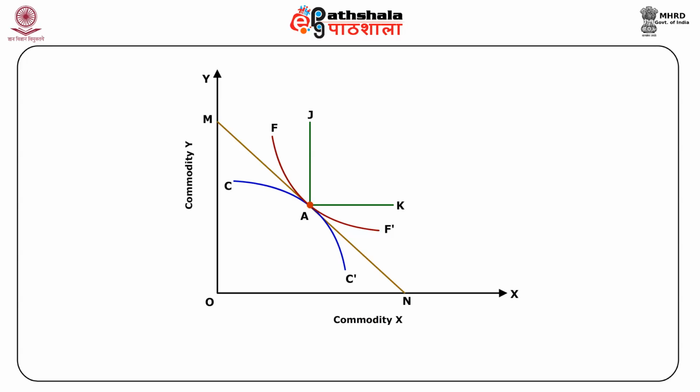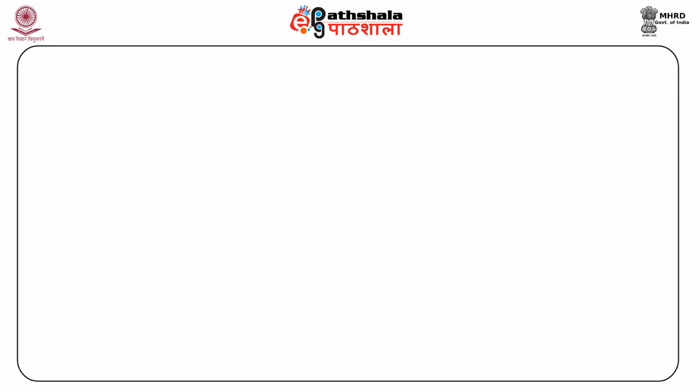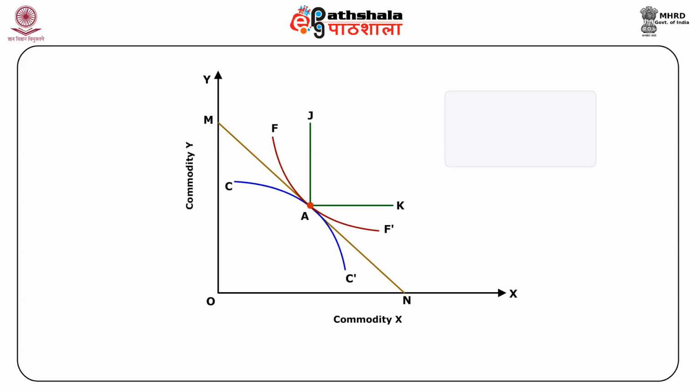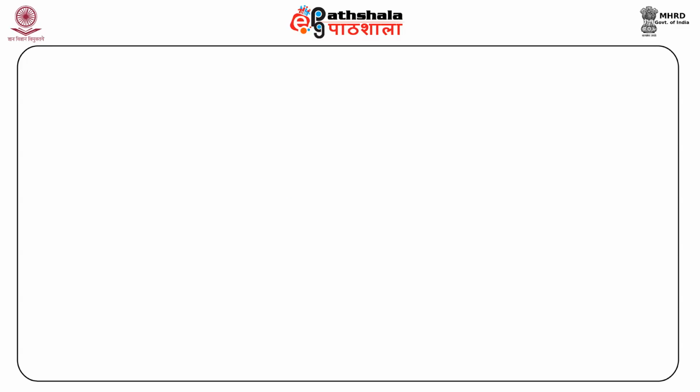Not, it could be concave, as represented in the diagram as C dash. Since all the points on or above the budget line MN are revealed superior to A, IC cannot pass through the preferred zone JAK. Therefore, the position of the indifference curve would be somewhere between the ignorance zone which passes through A and is FF dash in the diagram.